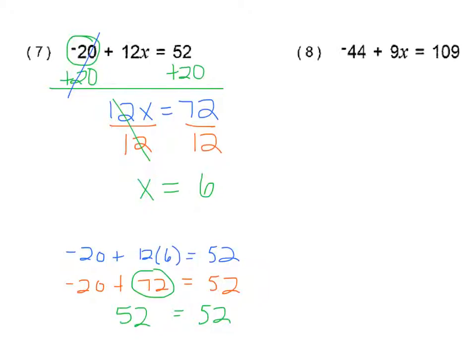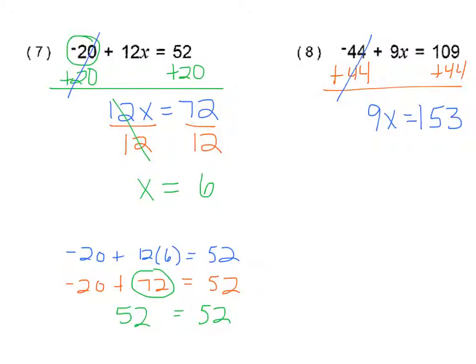Let's go ahead and try the next one together. We have negative 44 plus 9x. So negative 44 is like subtracting 44. So we're going to add 44 to the left and add 44 to the right. The 44s cancel out, and we're left with 9x on the left. And 9 plus 4 is 13. Carry the 1, we get 153.